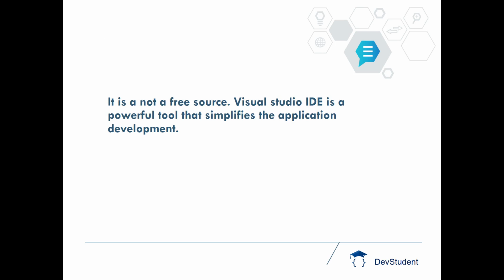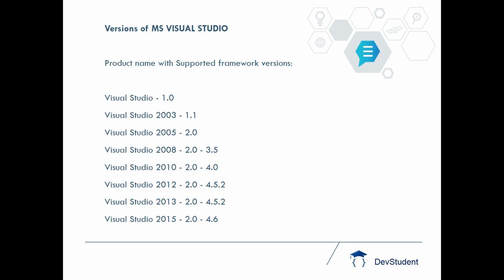That means companies have to pay Microsoft for the licensing of Visual Studio, and there are different versions and editions of Visual Studio. Based on the features required, we have to pay Microsoft for those licenses. So Visual Studio IDE is a powerful tool that simplifies application development. You can easily work on .NET by using Visual Studio because it has great features which help in the development of different applications. Here is the list of versions of Microsoft Visual Studio.